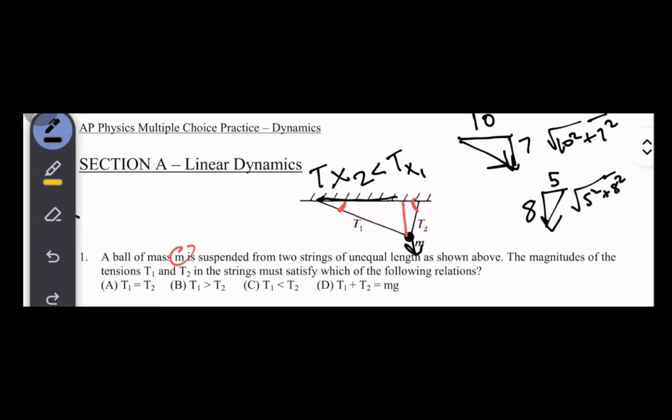And plugging that into our calculator, we get that this hypotenuse would be 12.2 and this one would be 9.4. And with that, we can see that tension 1, the total magnitude of that vector, is 12.2. Compared to the 9.4, we can definitely tell that the 12.2 is the greater one, which is tension 1. So that would leave us with choice B as our correct answer.